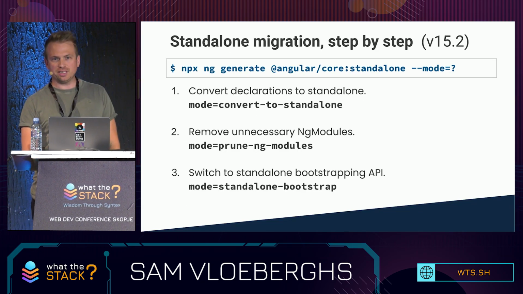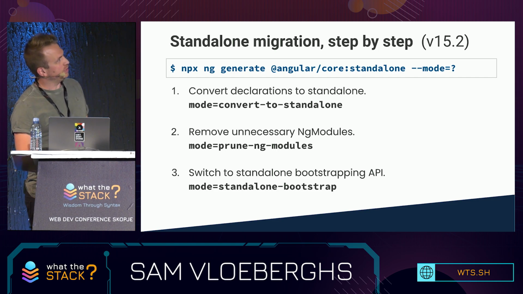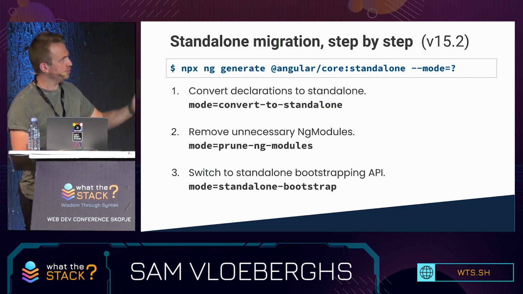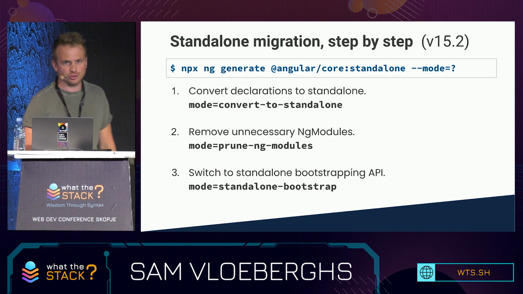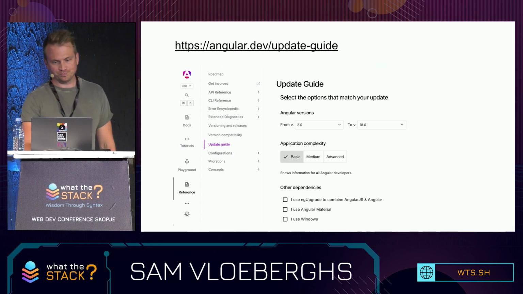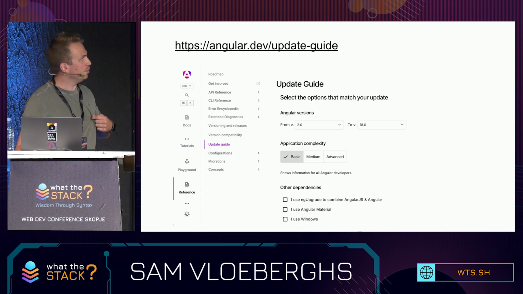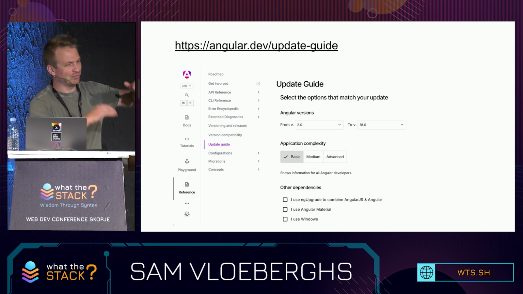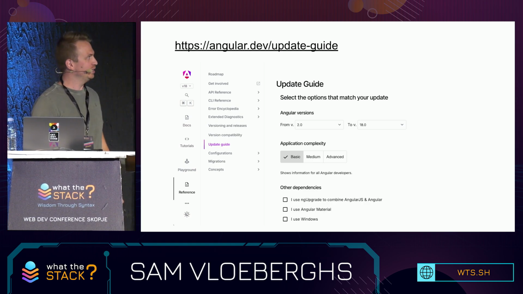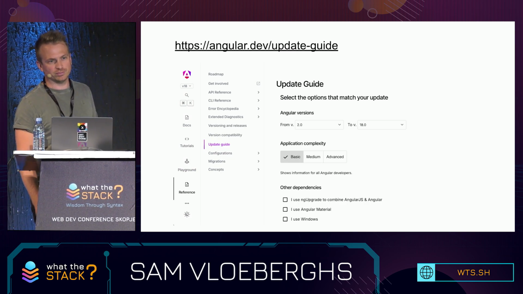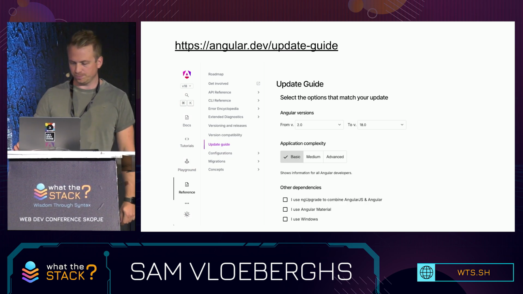So these are the 3 modes that I just talked about. You will need to do this migration step by step. First is to convert to standalone, then prune all the ngModules, and then make sure that your application bootstraps as a standalone application. And this is a screenshot of the update guide, where I don't show the full list because that would not fit on the screen. But if you pick from version 2 to version 18, you will get the full list of things that changed over the years.